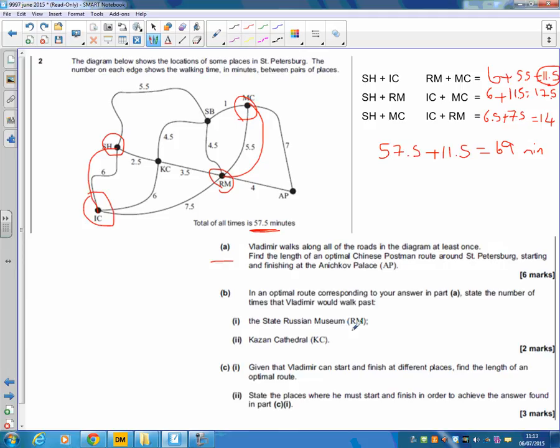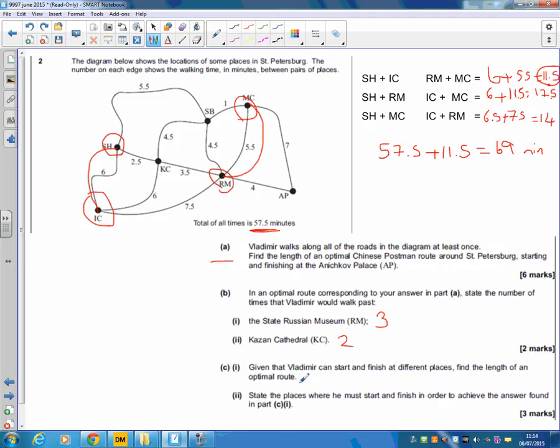And then, so the number of times it goes through RM, we're going to count the number of edges going into it. So 1, 2, 3, 4, 5, 6. Half that, because every time he goes in, he has to go out. So we do 6 divided by 2. 6 divided by 2 is 3. So we must visit RM 3 times. KC, we'll do the same here. So we'll count the number of edges in. 1, 2, 3, 4. He's going in, out, in, out. Half 4 to get 2. So he's going to go past the cathedral 2 times.